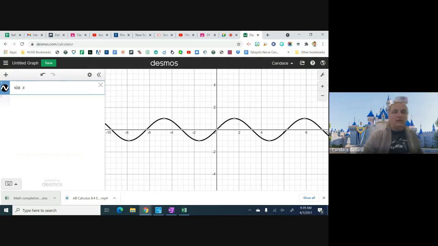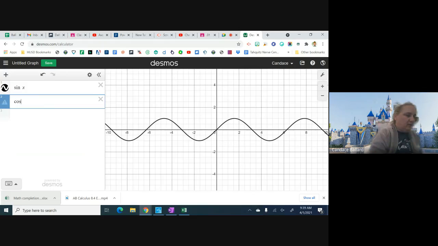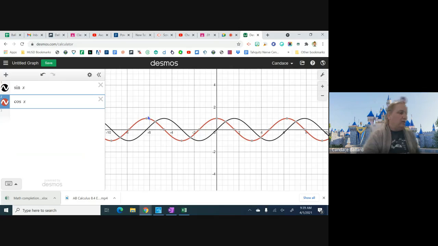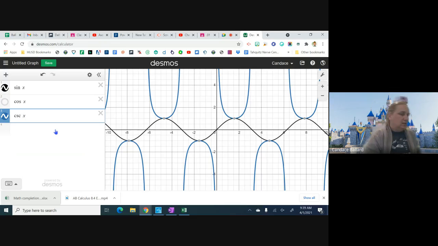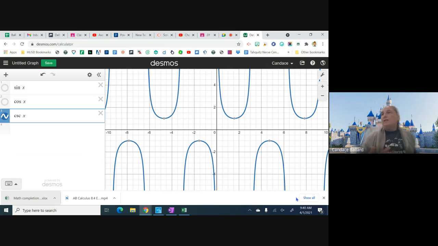So sine of x, that's what sine of x looks like. It's a wave, okay? I'm going to put cosine of x up there. It's a wave too, but it looks like it's kind of shifted a little bit, right? All right, I'm going to hide it for a minute. I'm going to do cosecant of x. Look at how it's the reciprocal of sine, right? Do you see how there's a vertical asymptote going on? So that's why we get undefined, because there's a vertical asymptote.